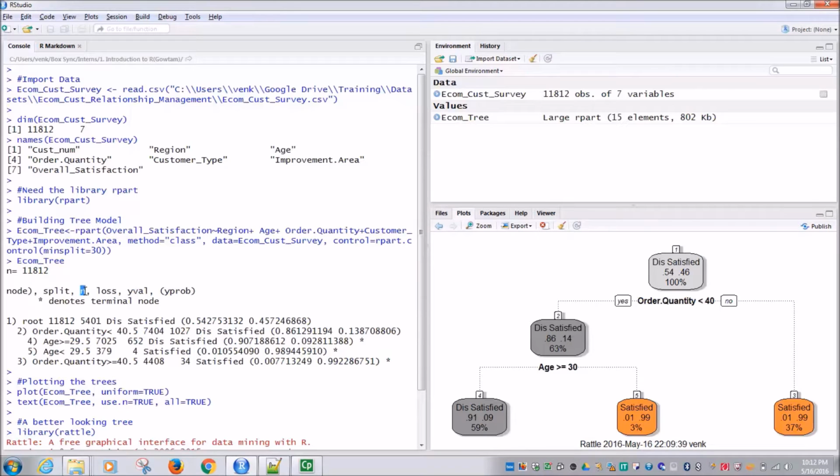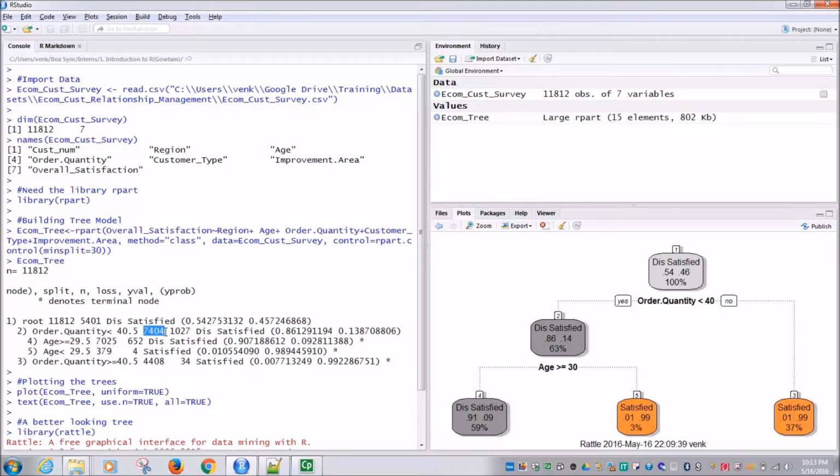Then n: how many items, how many records are there within that split. At the root level there are 11,812 records. That is the overall number of records in the data set. And then in the second node, how many records are there? 7,400 records are there. So if you see here, 63% of the records fall here. Out of 11,000, if you calculate 63%, there will be 7,000 records.